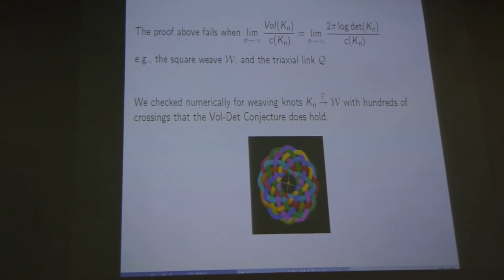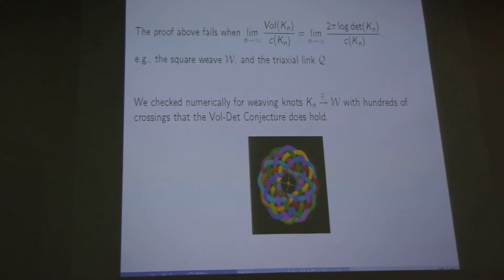Okay, this proof fails if the limit of the volume densities is equal to the limit of the determinant densities. And that happens in the 2 examples that we know and love, the square weave and the triaxial link. And so this is now a numerical check. We just checked it by computer for hundreds of crossings that the Vol-Det conjecture does hold. Like here's a typical example.